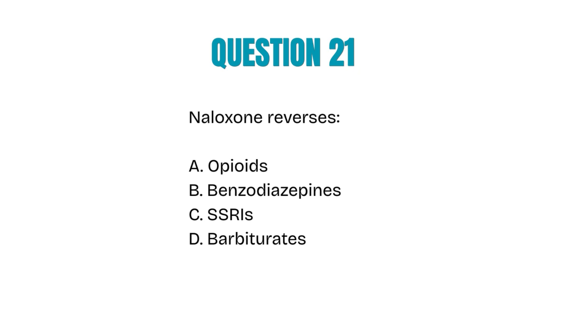Question 21. Naloxone reverses A. Opioids, B. Benzodiazepines, C. SSRIs, D. Barbiturates.